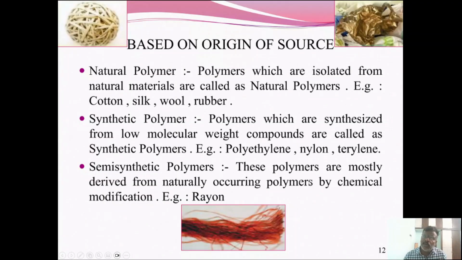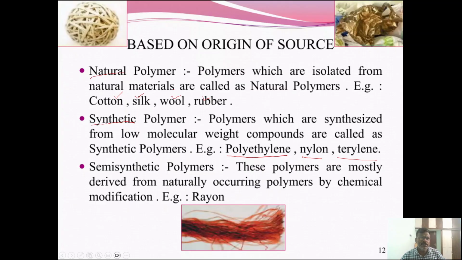Based on the origin of the source, polymers, as we just discussed, are natural polymers and synthetic polymers. Natural polymers occur in nature: cotton, silk, wool, natural rubber. These are all examples of natural polymers. Synthetic polymers are those where we synthesize these materials in the chemical laboratory. The best examples are polythene, nylon, terylene, and many more, and polystyrene, Teflon, etc.